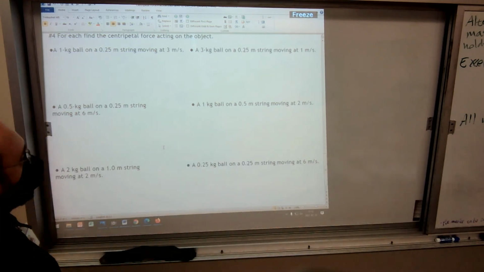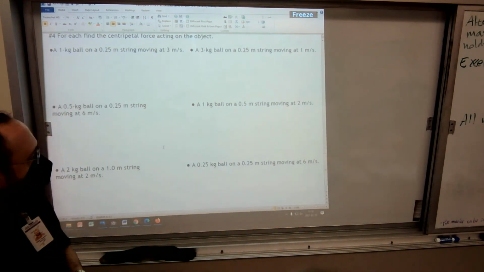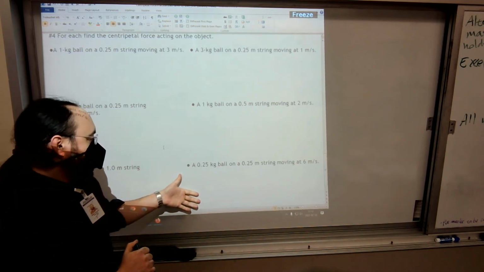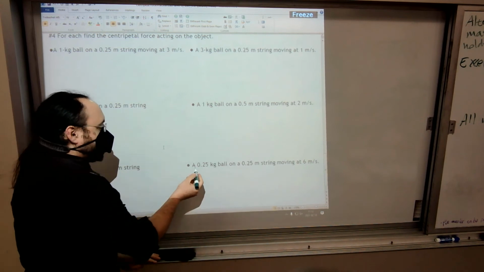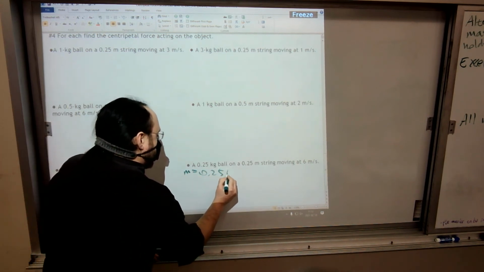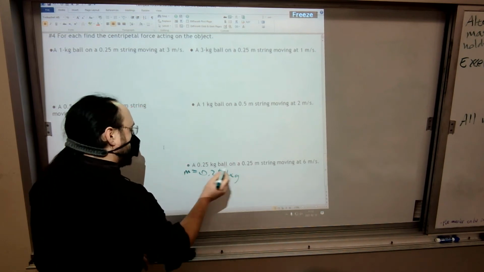So, which one should I do? I'll do this last one, the 0.25s, I guess. So if you have a 0.25 kilogram ball, that's a mass. Kilogram ball on a 0.25 meter string.